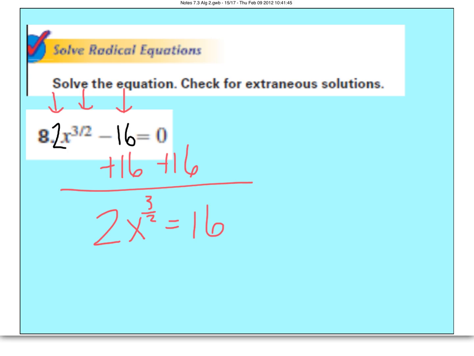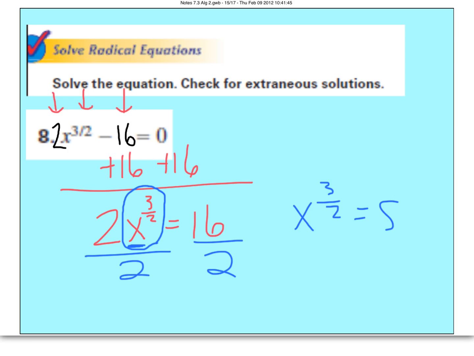Now be careful. This is going to be a tricky one. Do you move the 2 first or the 3/2? This x is locked in with that 3/2 power. So that's one group by itself. So you're going to notice the 2 is just sitting out there. So to move something that says 2 times that, we're going to come in and divide by 2. So that's what you have to do, is move the 2 first in this case. So then we get x to the 3/2 equals 8.